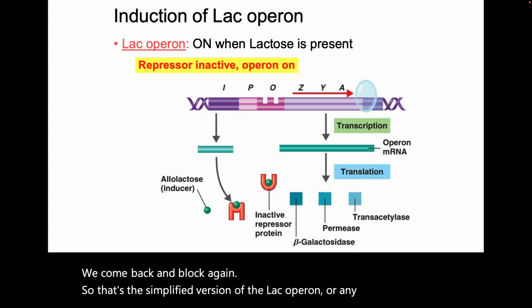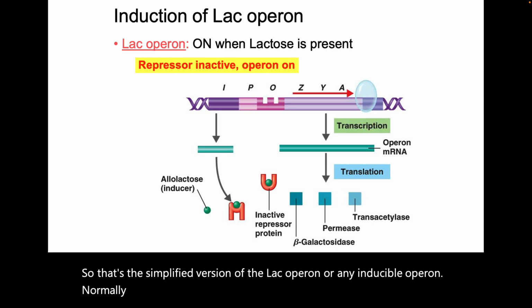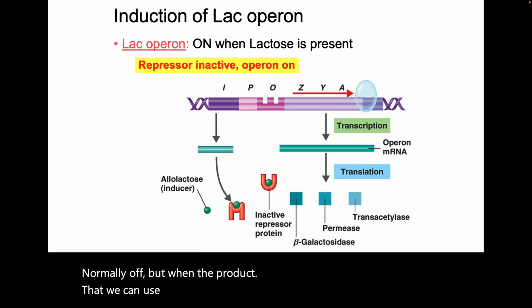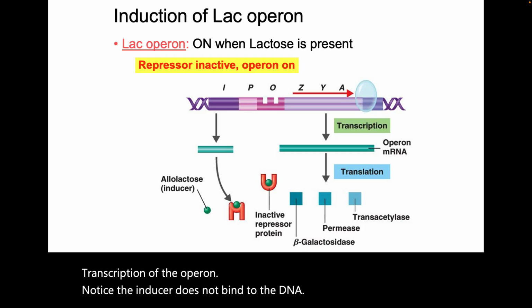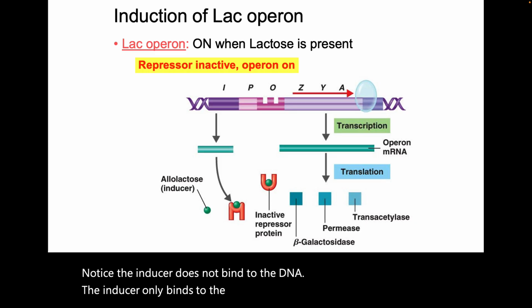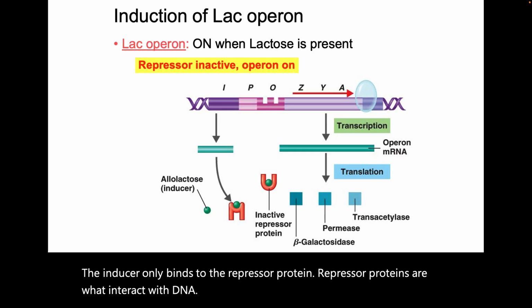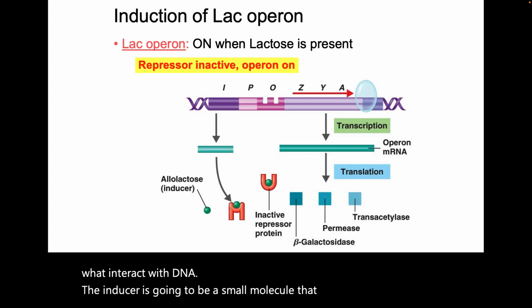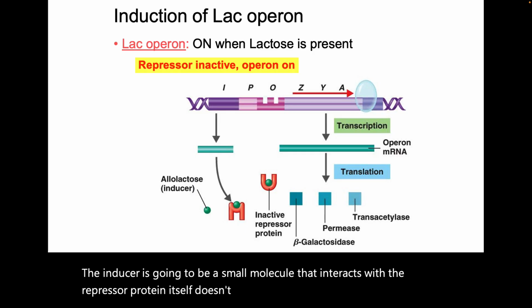Normally off, but when the product that we can use is available, we can induce transcription of the operon. Notice the inducer does not bind to the DNA. The inducer only binds to the repressor protein. Repressor proteins are what interact with DNA. The inducer is a small molecule that interacts with the repressor protein itself. It doesn't touch the DNA.